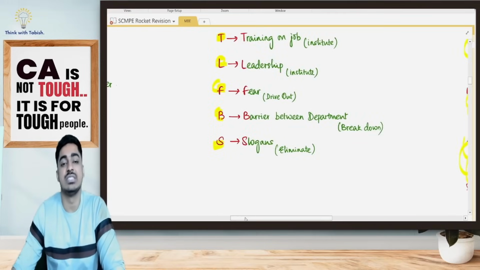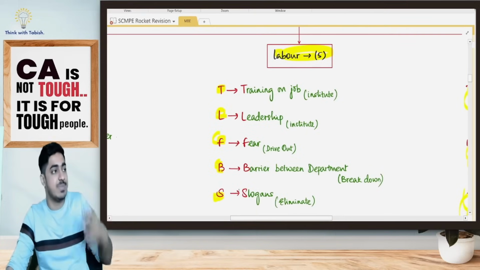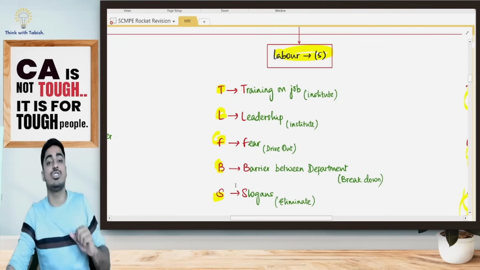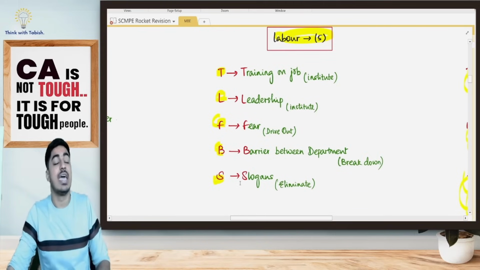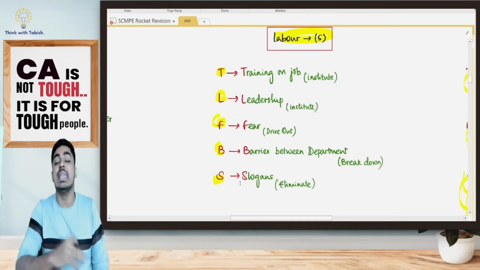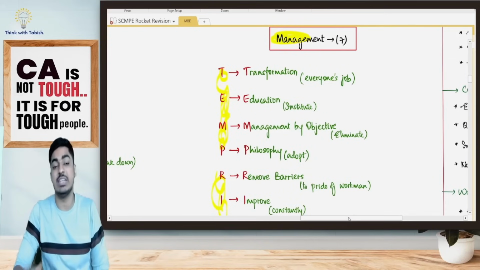Now, Tabish, T stands for training. Yes, give on-the-job training, leadership, institute leadership amongst your employees. Fear, drive out fear amongst your employees so that they can give you suggestions. Barriers, break down the barriers between the departments. Slogans, eliminate your slogans. We have explained everything. This is just a quick revision, my dear students.